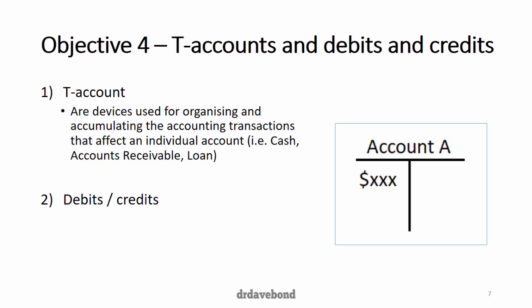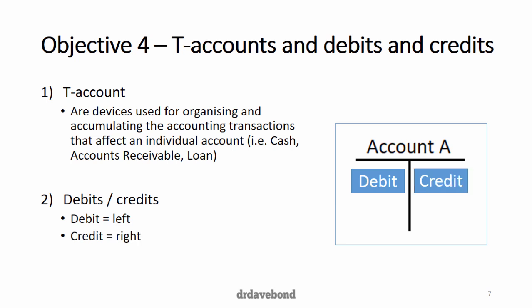The second thing that we need to have a look at is in relation to debits and credits. And these are commonly misunderstood, but all that debits and credits are is that a debit means the left and credit means the right. That's it. It doesn't necessarily mean increase or decrease. It just means left and right. So the left-hand side of an account is the debit side, the right-hand side is the credit side.